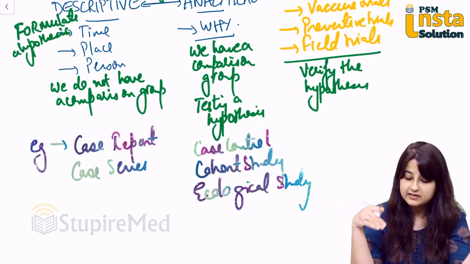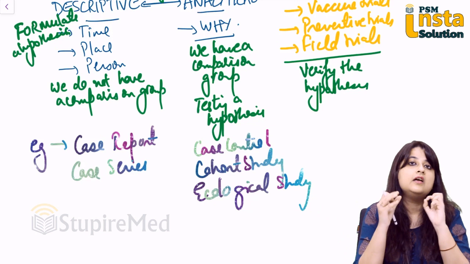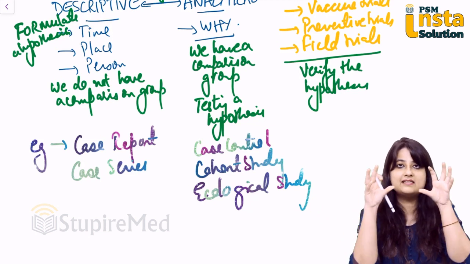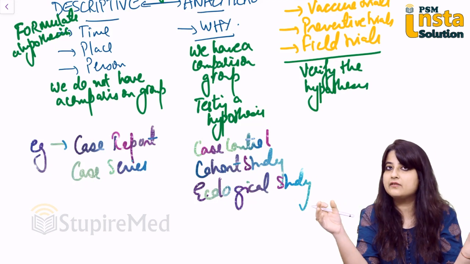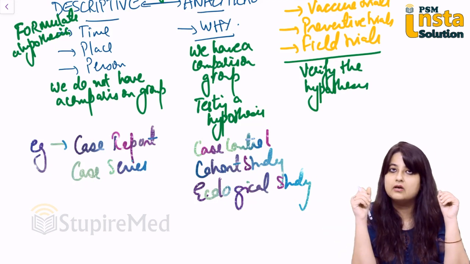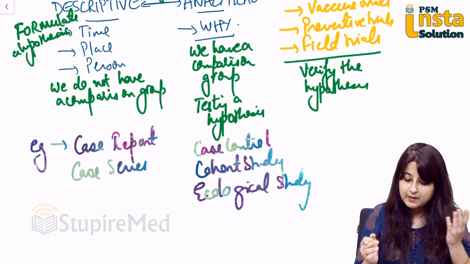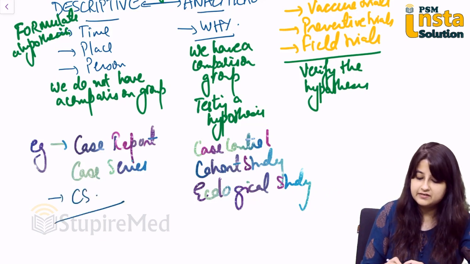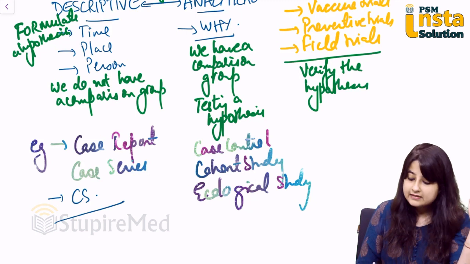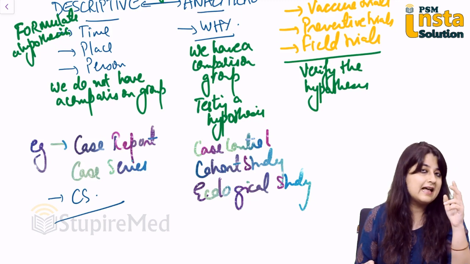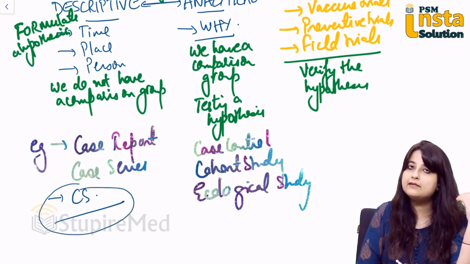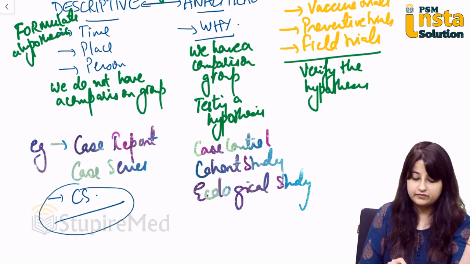Where to put it, in descriptive or analytical? Cross-sectional study design simply describes the disease. It's like a snapshot of a population at a given point of time. You just click a picture. There is no comparison group ideally. So ideally a cross-sectional study design should come under descriptive study design. Some places you might find it under analytical, but please remember a cross-sectional study design more clearly fits into a descriptive study design.